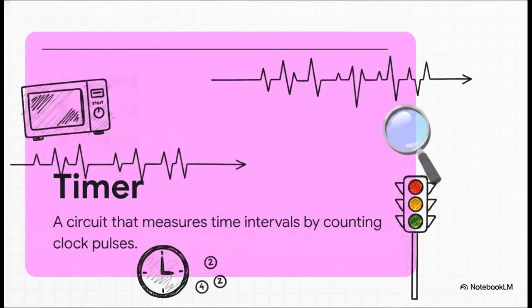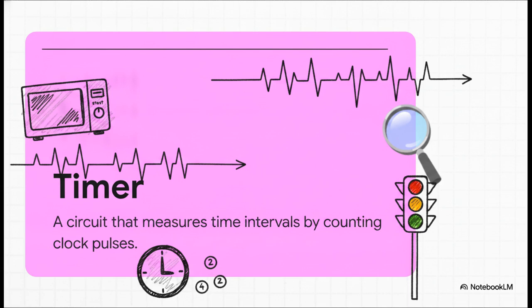So, this is exactly where timers come into play. A timer is simply a circuit that's built to measure time intervals. How? By counting those known clock pulses. Because the clock frequency is so perfectly predictable, counting pulses gives us perfect timing.